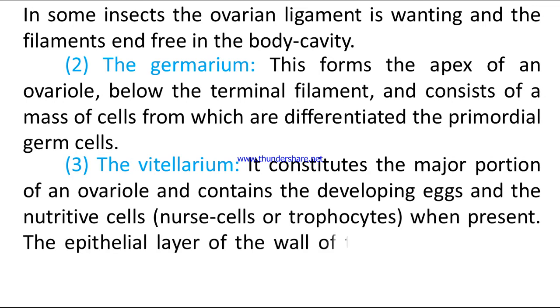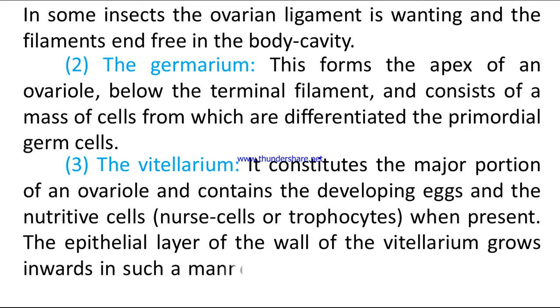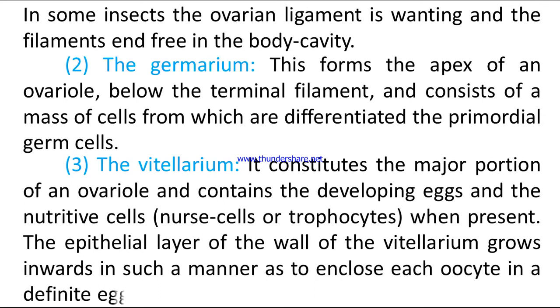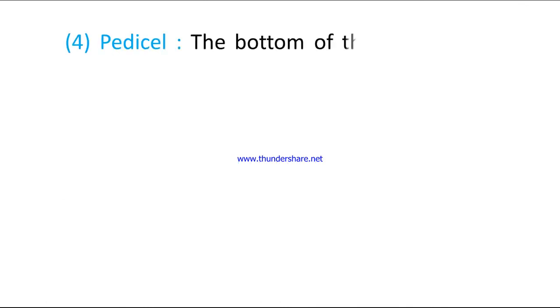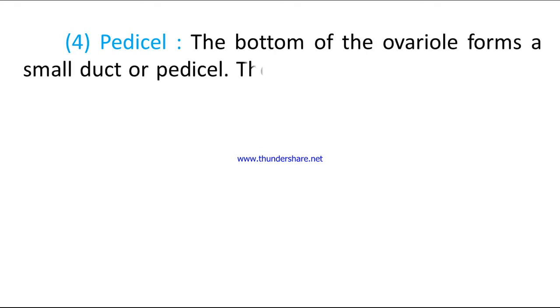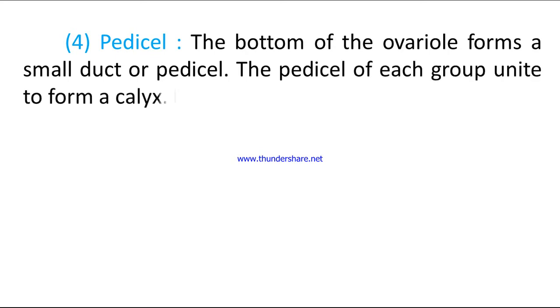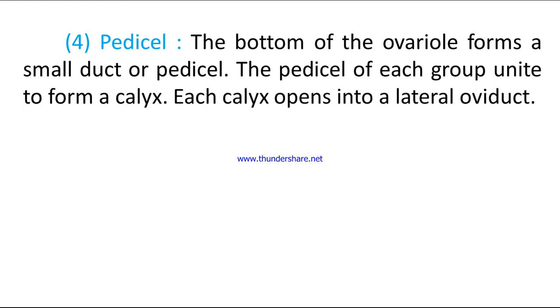The epithelial layer of the wall of the vitellarium grows inwards in such a manner as to enclose each oocyte in a definite egg chamber or follicle. Number 4, pedicle. The bottom of the ovariole forms a small duct or pedicle. The pedicles of each group unite to form a calyx. Each calyx opens into a lateral oviduct.